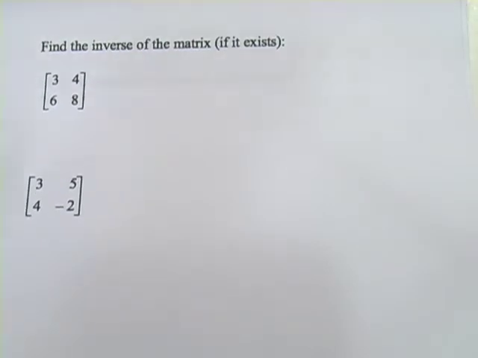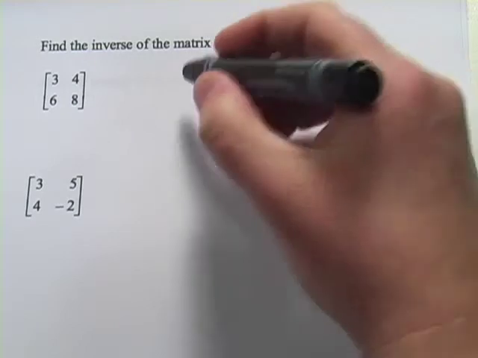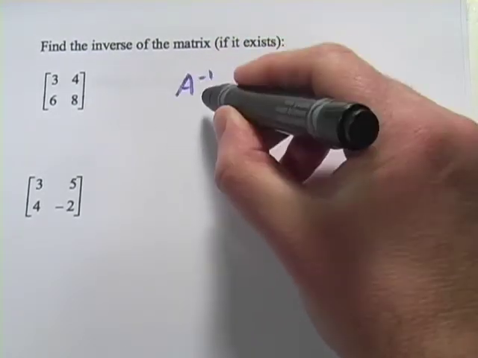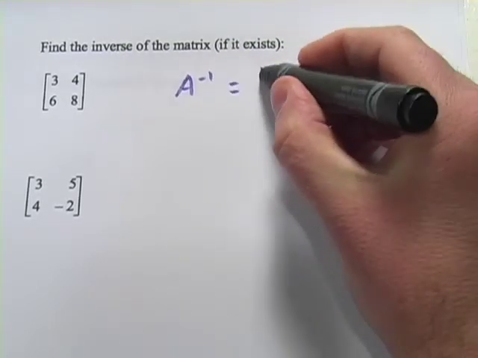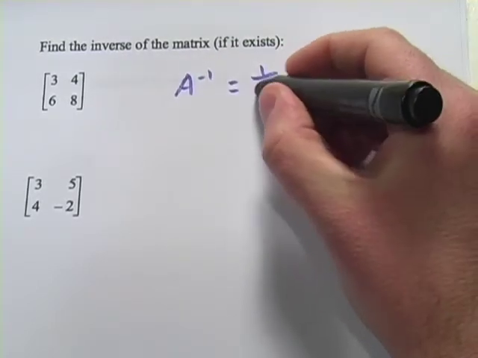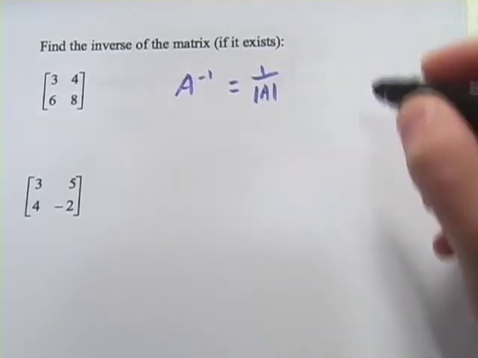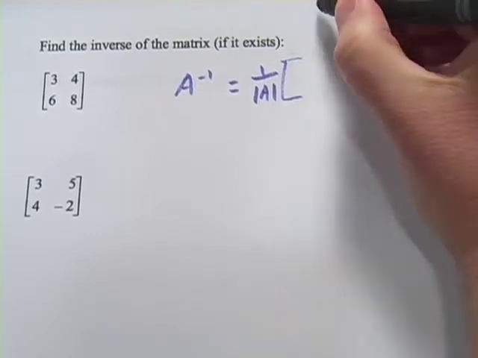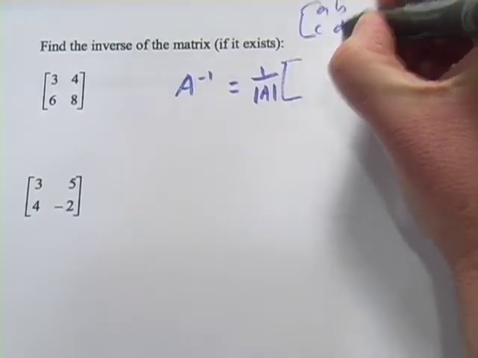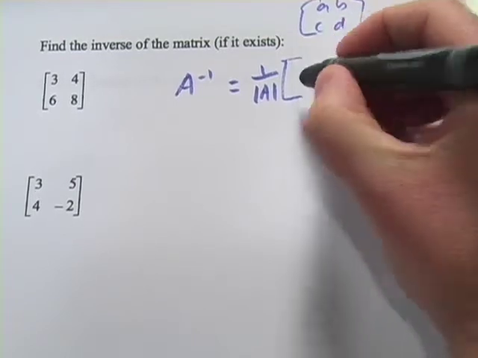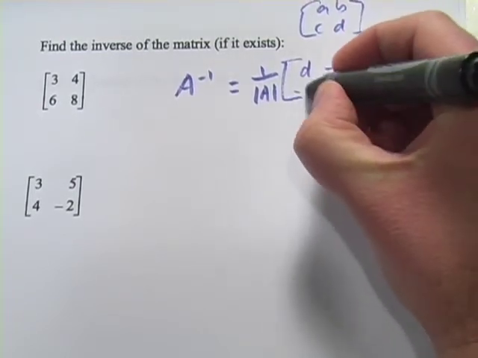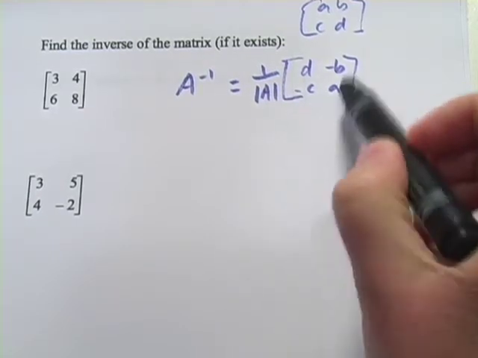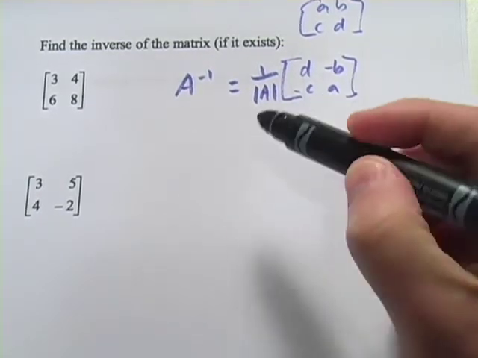So it says find the matrix if it exists, and the formula for the inverse of a 2 by 2 matrix looks like this. The inverse of matrix A is going to equal 1 over the determinant of A, times, and if the original was A, B, C, D, like this, then in the inverse it's going to be D, negative B, negative C, A, like that. So really, all you need to do is find the determinant and then do a little bit of switching around of numbers. So let's give this a try.